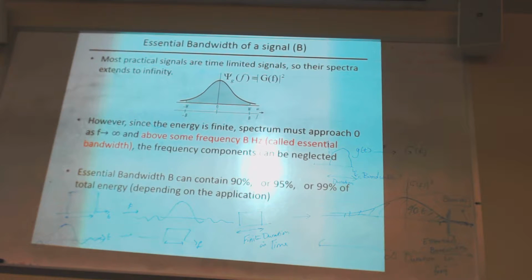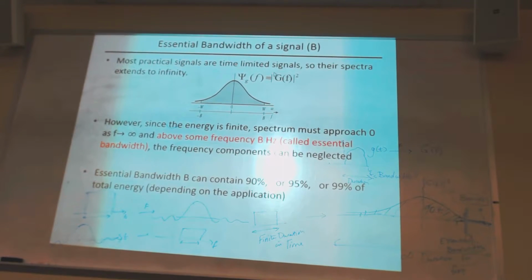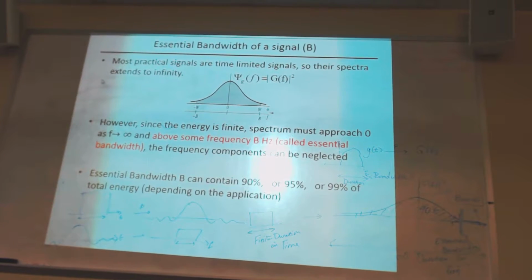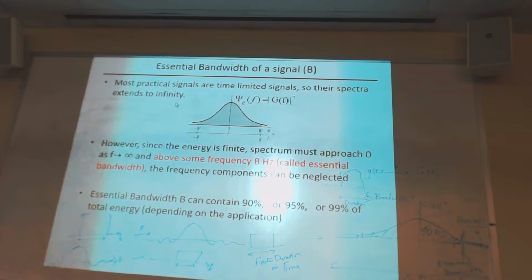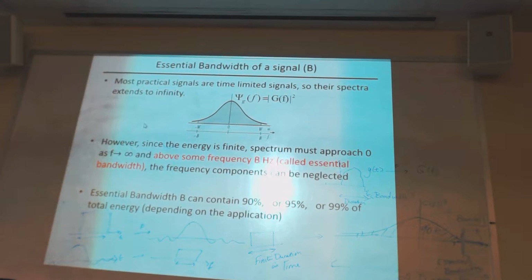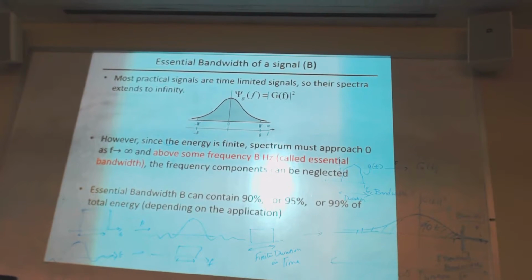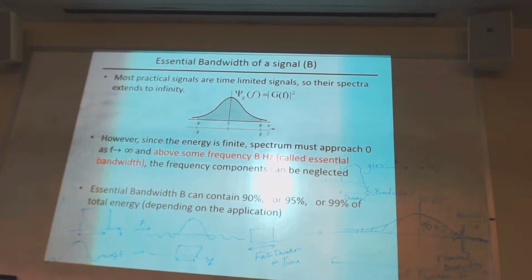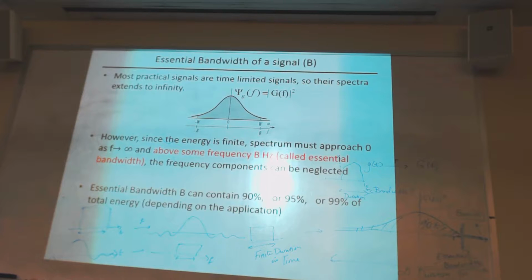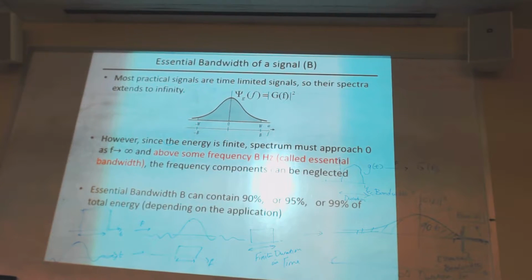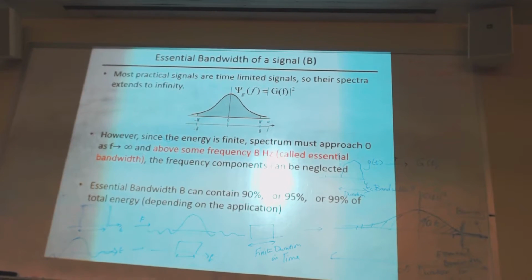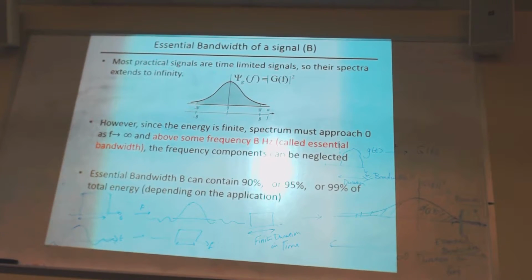But let me just see here. Most practical signals are time limited, so their spectra span to infinity. Will they tell us what energy we need to make it like 90%, 95, or 99? It depends on the application. Right, but like in the question, if they tell us to find the bandwidth, definitely they'll tell us what that is. Yes, I'll tell you, for example, I want to find the essential bandwidth containing 90% of the energy.